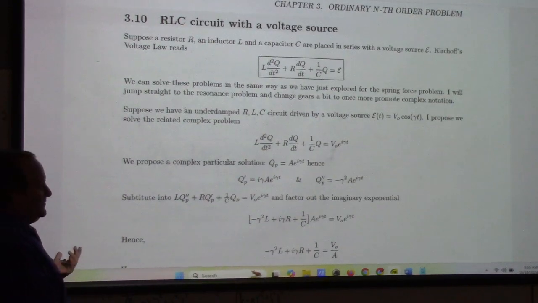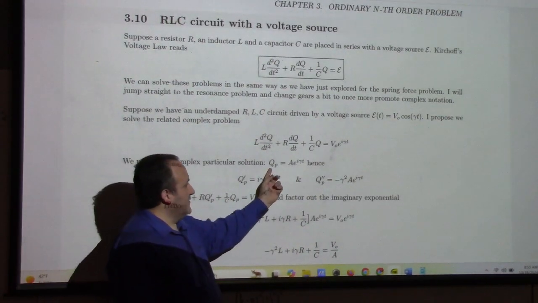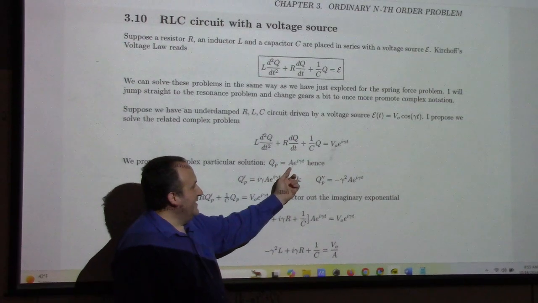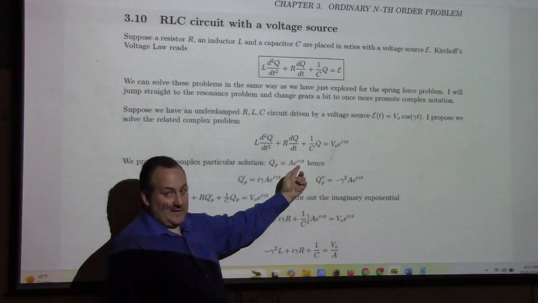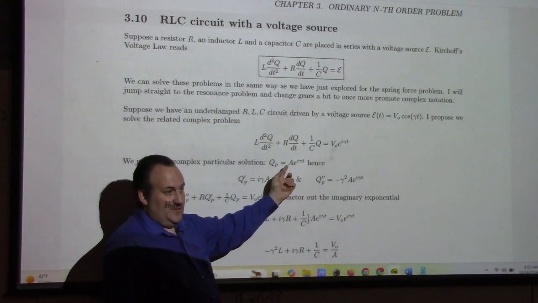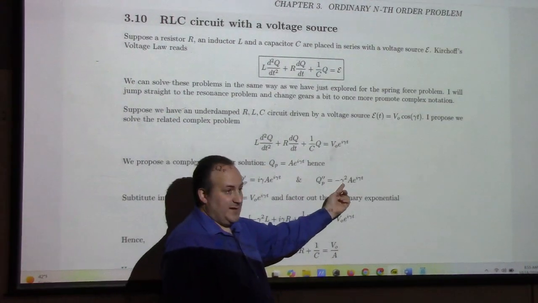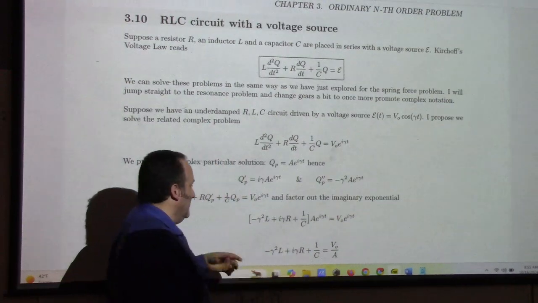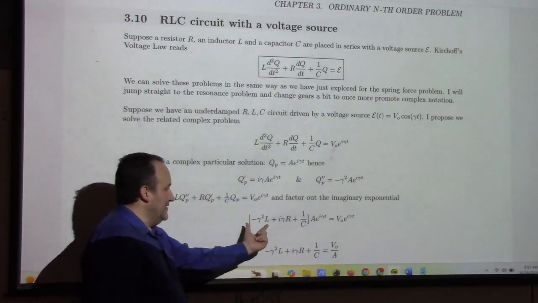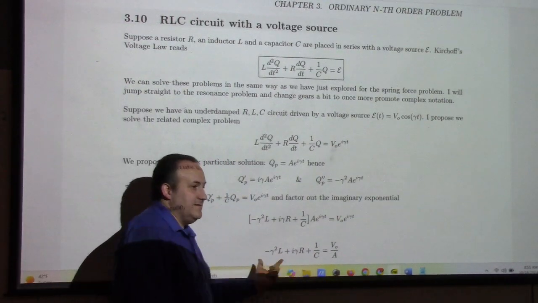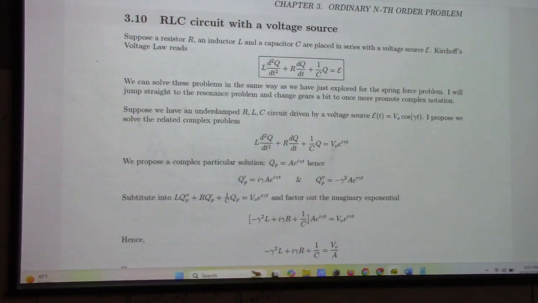Well, because if you use complex notation, your particular solution looks like this: A e to the i gamma t, where A is a complex constant. You differentiate that, you get i gamma A e to the i gamma t. You differentiate twice, you get minus gamma squared A e to the i gamma t. You plug it in, you get this, you get that. You've solved for it in, like I said, half the time.